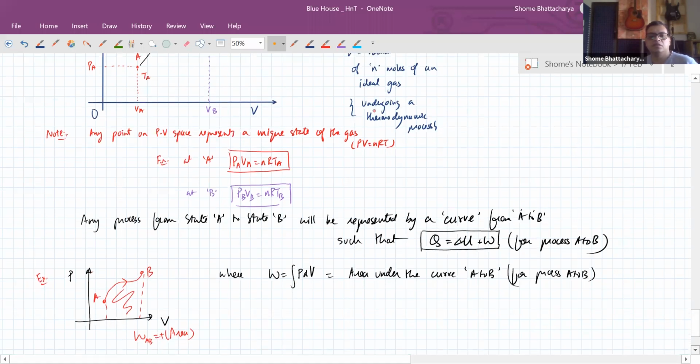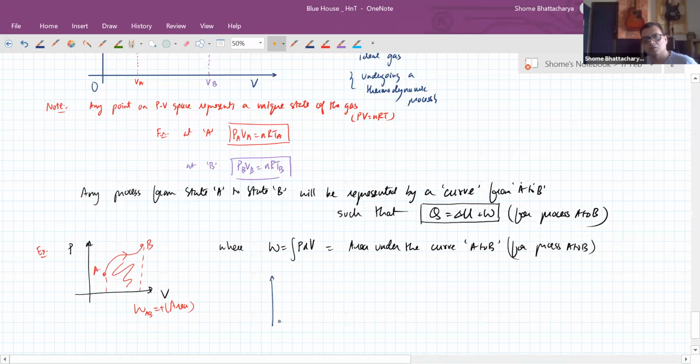Whereas on the other hand, if A to B is like this, suppose, then here you can see there's a compression occurring. So here work done from A to B will be negative of that area because there's a compression occurring. Volume at B is less than volume at A, whereas here there's an expansion occurring. So remember, when a gas expands, the work done by the gas is positive.